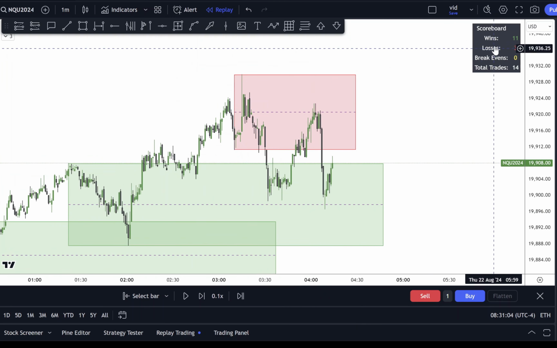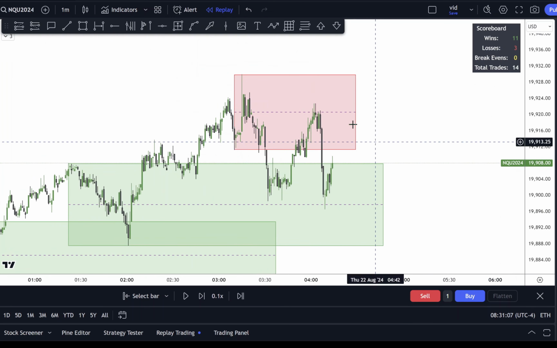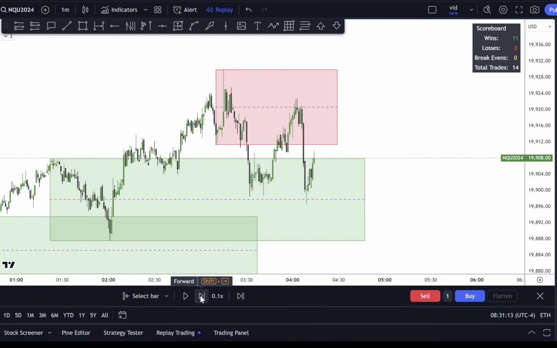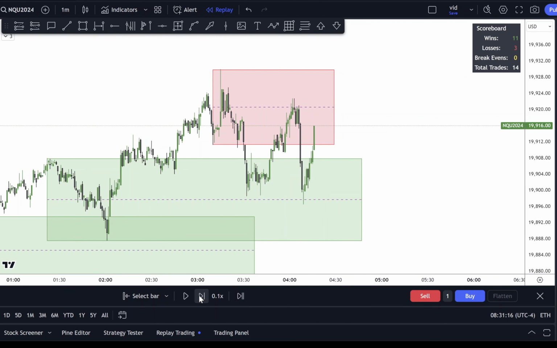By the way, shout out to the guy that showed me this indicator, because before that I was doing it the dinosaur way. I was just typing it in manually. Shout out to the guy that gave me this indicator.